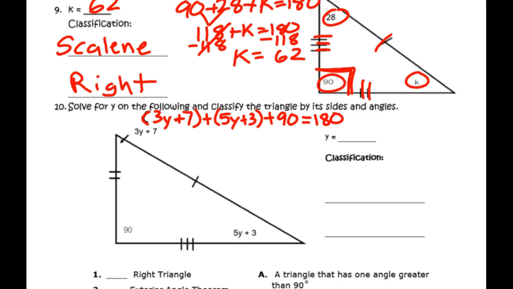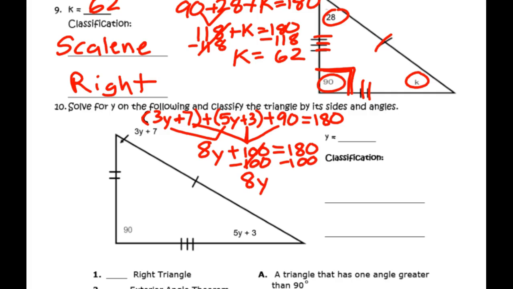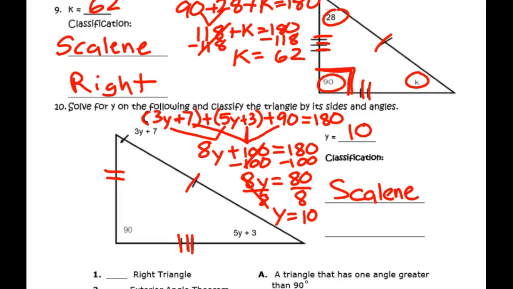What I want to do on the left-hand side with all that stuff is combine like terms. So 3y plus 5y is 8y. And then I want to add all those constants up. 7 plus 3 plus 90 is 100 equals 180. And then I need to get rid of my loner on the left-hand side. Minus 100, minus 100. 8y equals 80. Divide by 8, divide by 8. Y equals 10. Okay. And on the classification, then I'm going to just have to look at the sides. I got 3 different sides. That's scalene. And then I look at my angles, and I've got 1 right angle, so that is a right triangle.